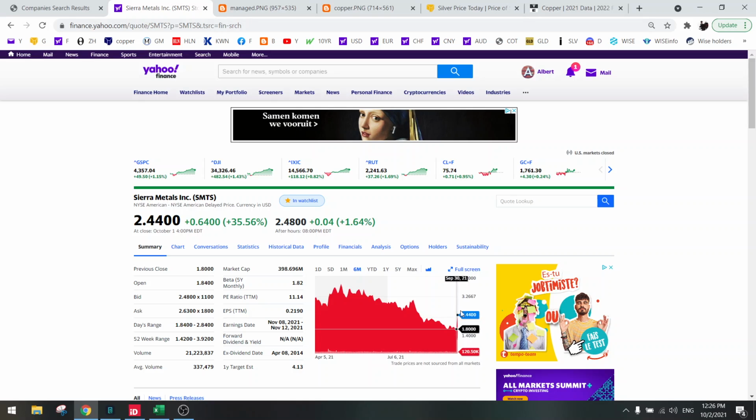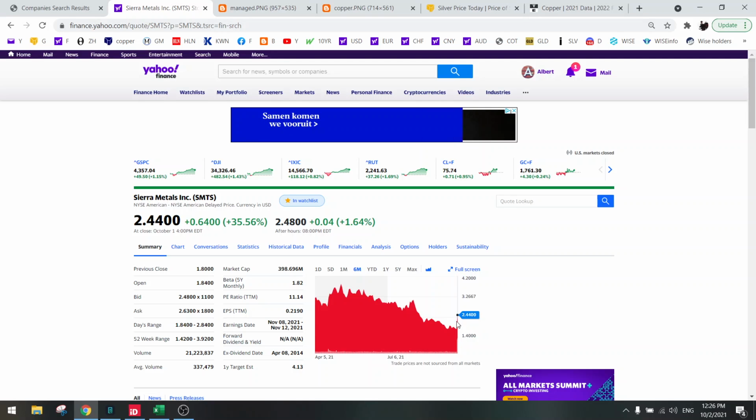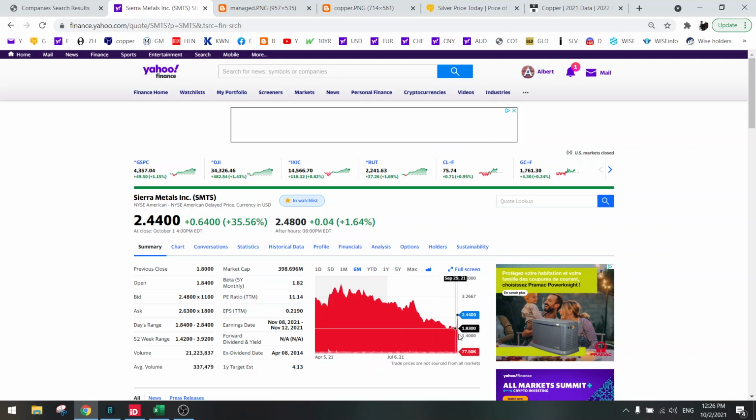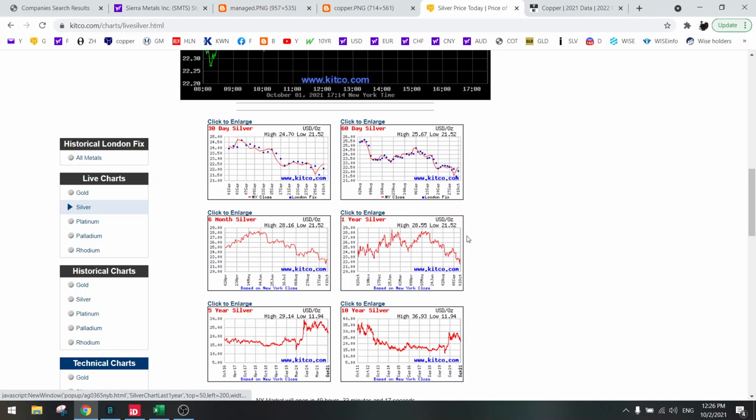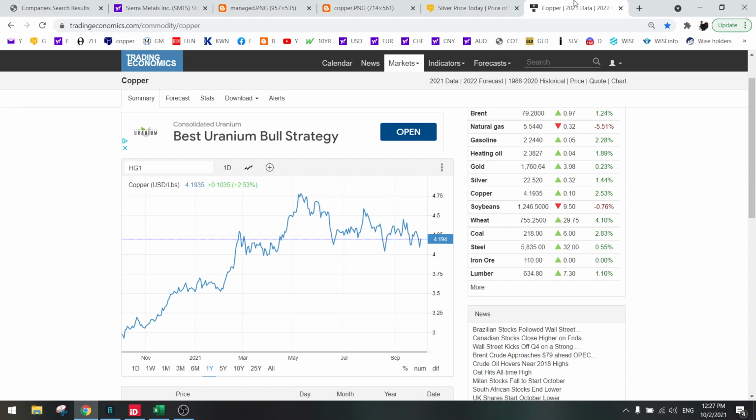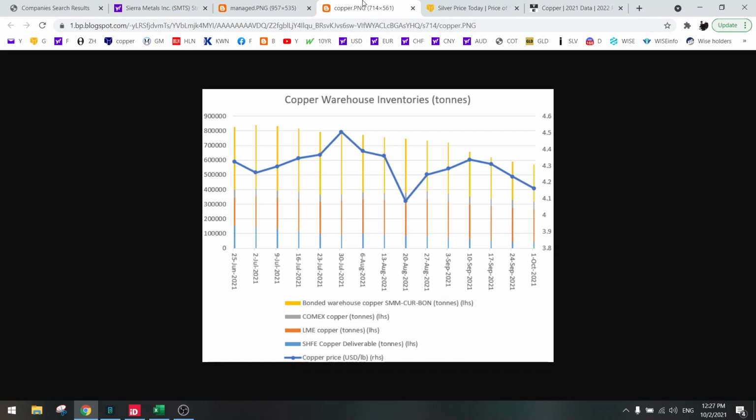And this rise is actually, I think, a short covering or people wanting to come back into the company, expecting a higher silver price in the coming months. Same with copper. Copper has been going down and now it will probably shoot back up on copper shortages.